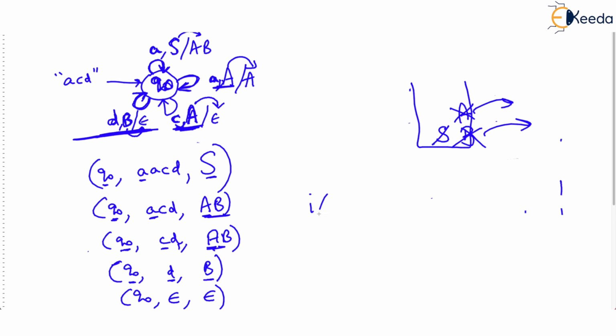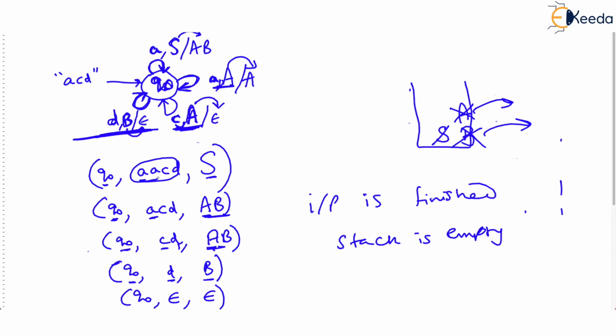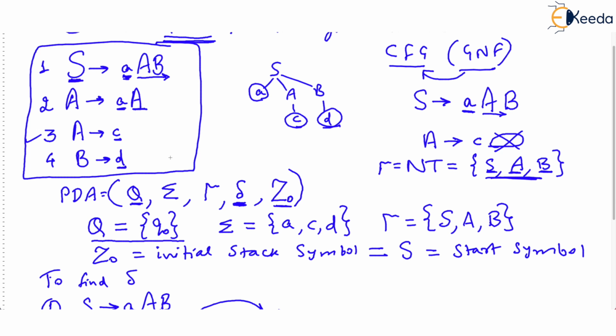Then input is finished and stack is empty. Both conditions are satisfied. Then this string AACD is valid, and it is accepted by this particular grammar. So how easy it is to construct a PDA given the GNF?